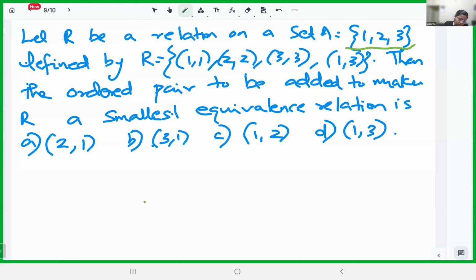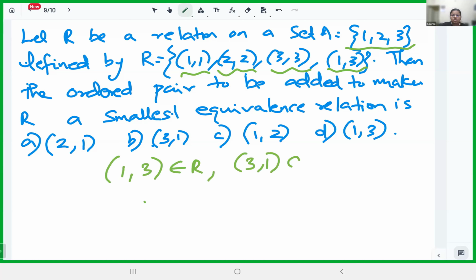Here you can see (1,1), (2,2) and (3,3) belong to R. Now there is an extra element, (1,3). To make it symmetric, we have to check: if (1,3) belongs to R, then the ordered pair (3,1) should belong to R in order to make that relation a symmetric relation, right?